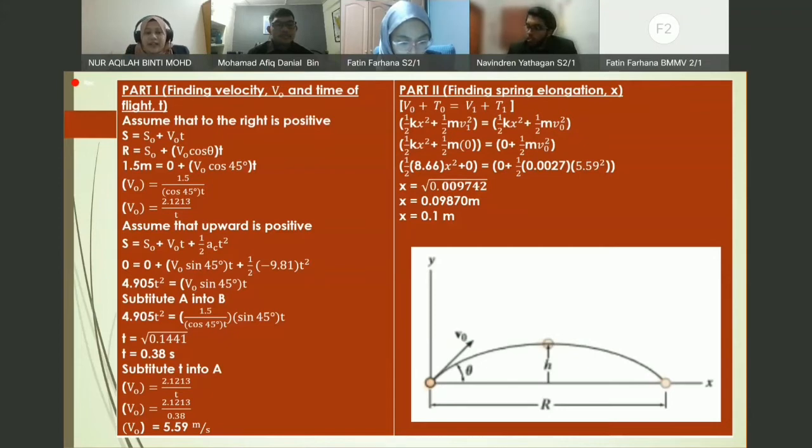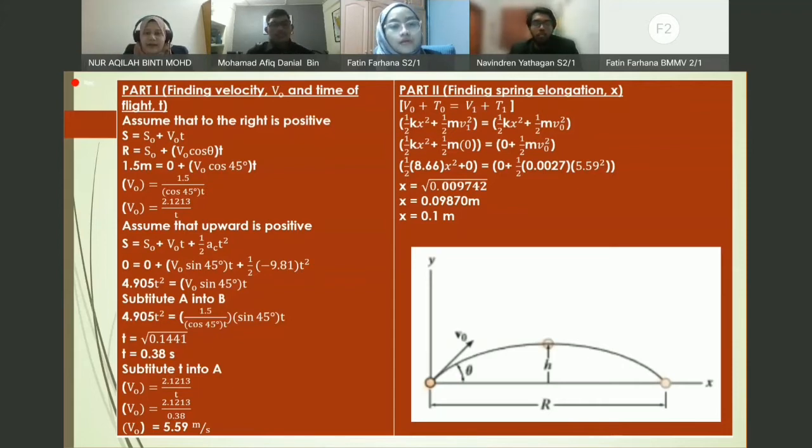And then we got the time of flight, t, is 0.38 seconds. And since we got the t value, we just substitute it directly into the first equation. So we got the velocity, which is 5.59 meter per second.